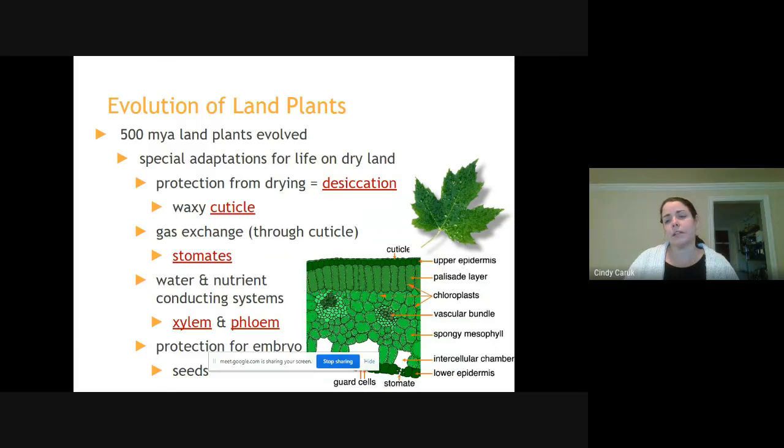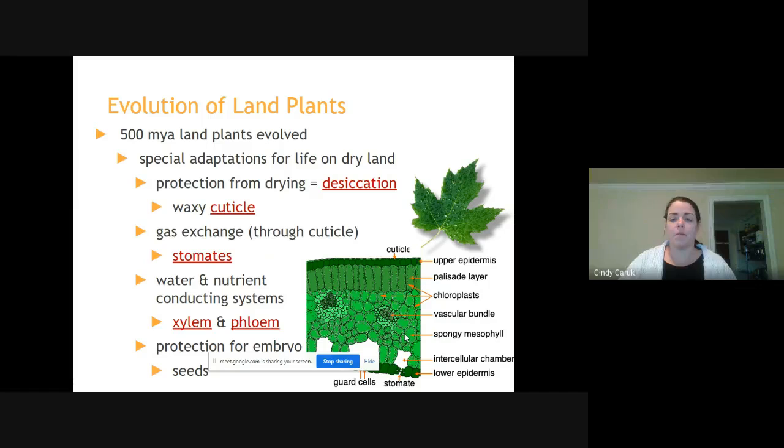And to live on land, you have a whole new environment, which means you have a whole new set of problems that you have to adapt to, or you will not survive. So one is the cuticle. The cuticle is above the epidermis on the leaf. You see it here. And that's the waxy coating. And if you get a pine needle and you rub your nail across to get that white stuff up, that's the cuticle.